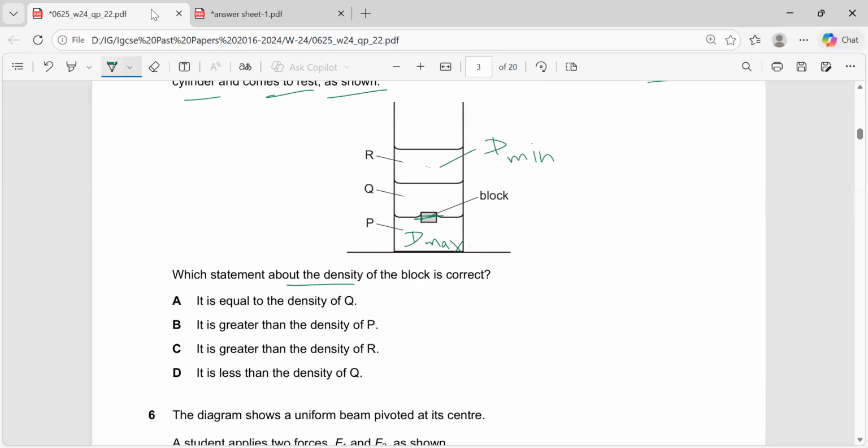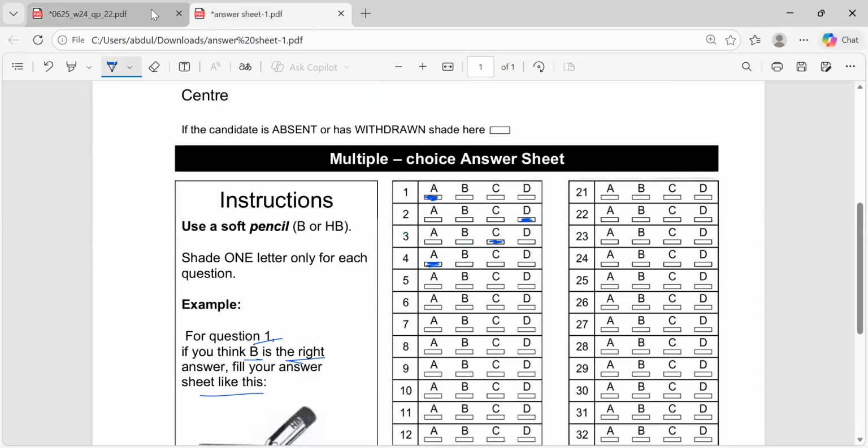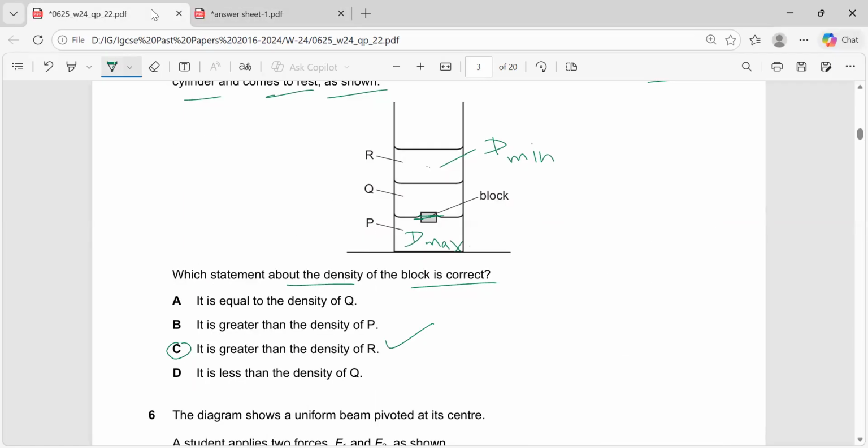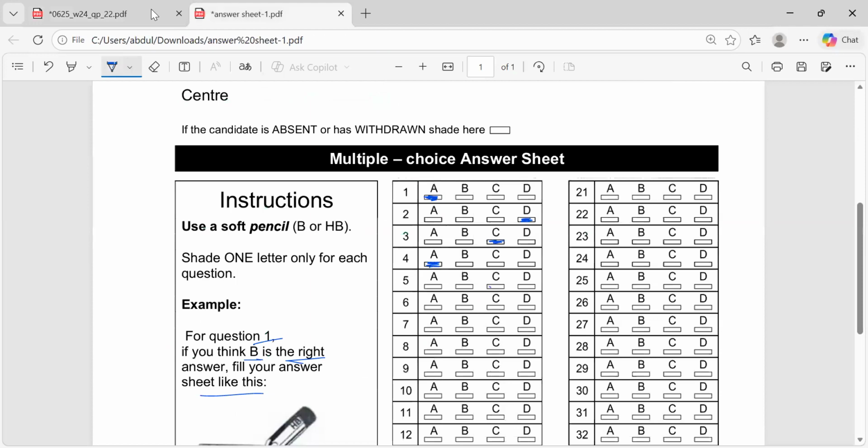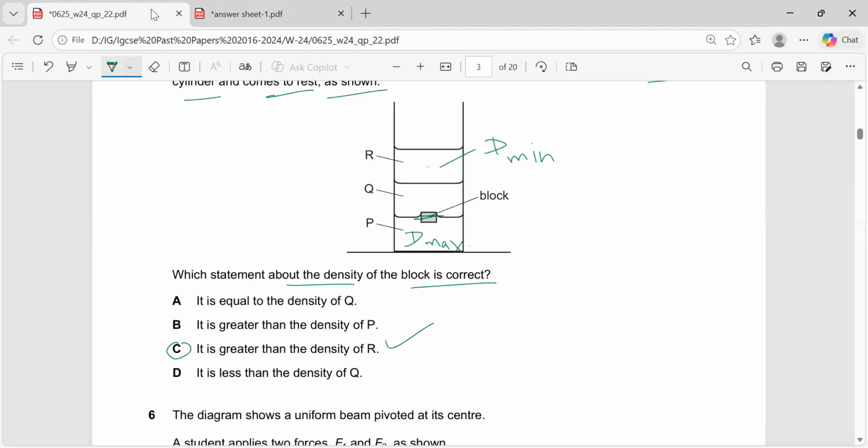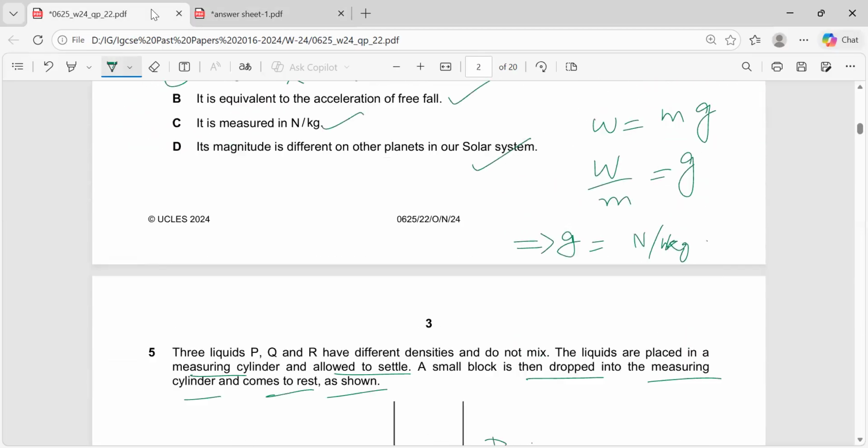Which statement about the density of the block is correct? Its density is greater than R. About this we are 100% sure, because its density is more than R. That's why it is sinking and is in a portion below the layer of R. So this is not a very technical or difficult question, just a basic concept of density. So the answer to question number 5 is C. Was 4 A? Oh yeah, it's okay, 4 was A.